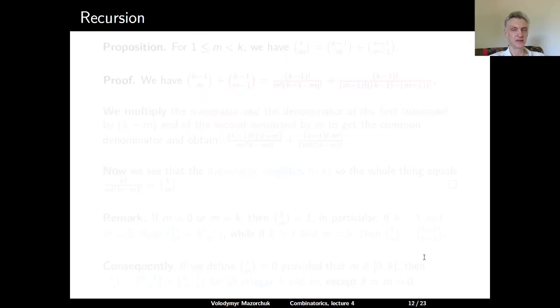Next, let us establish the most useful recursion formula for the binomial coefficients. For any m between 1 and k - 1, we have that k choose m equals (k - 1) choose m plus (k - 1) choose (m - 1).